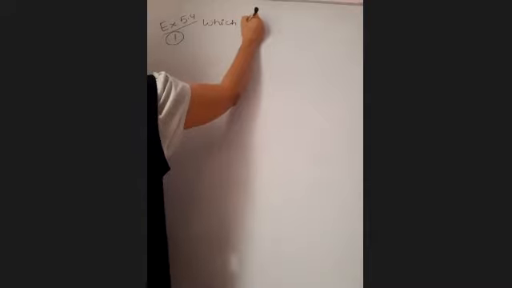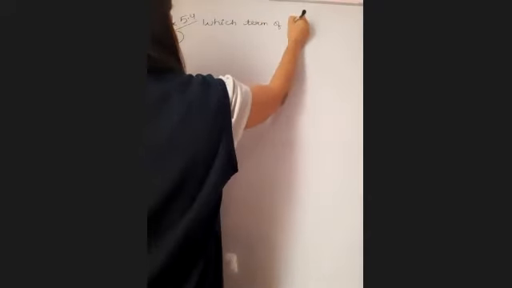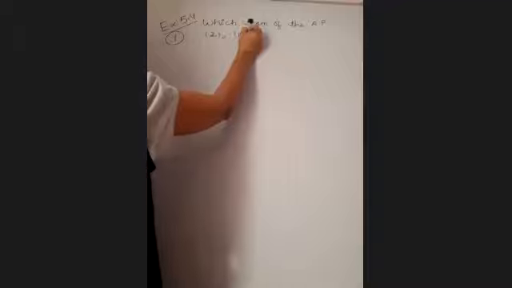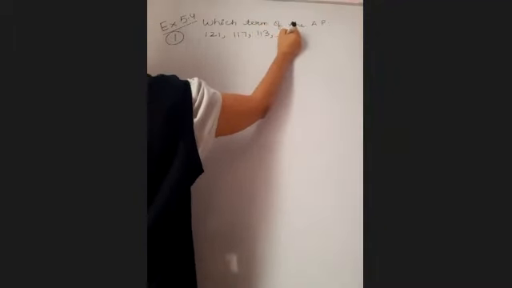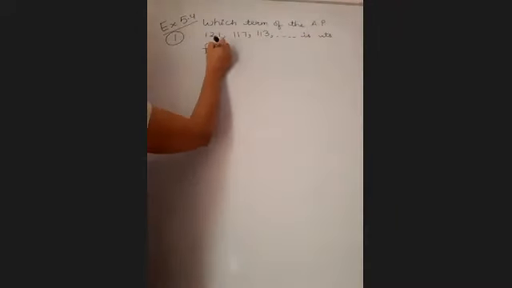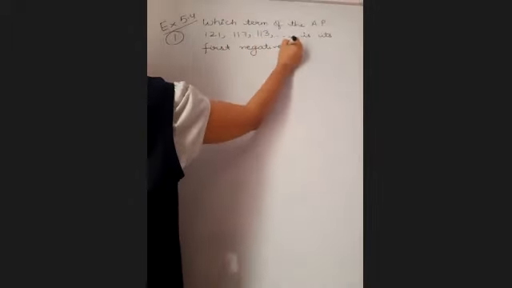This is exercise 5.4, your optional exercise question 1. As it is connected to the question which we have done previously, I am taking it first. And the question is, which term of the AP 121, 117, 113 is its first negative term?